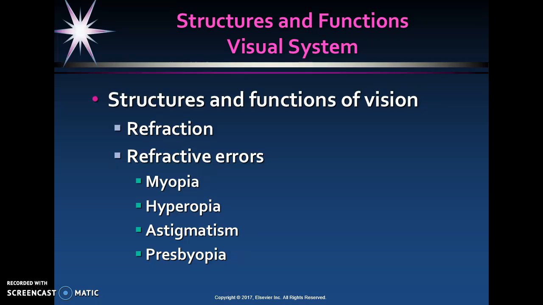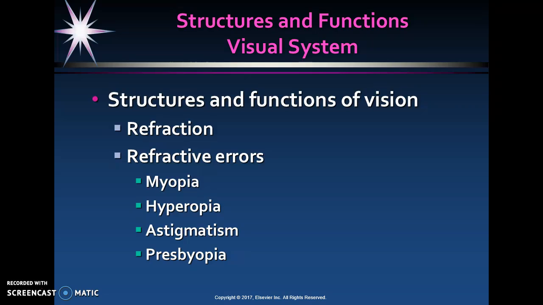Again, structures and functions of vision. Refractive errors, there's many different types of refractive error. Remember, we talked about refraction, the ability of the eye to bend light so that they fall on the retina. But if that's not happening correctly, we've got a refractive error. And there's different types of those.